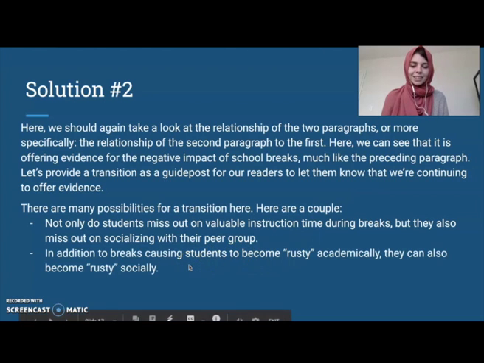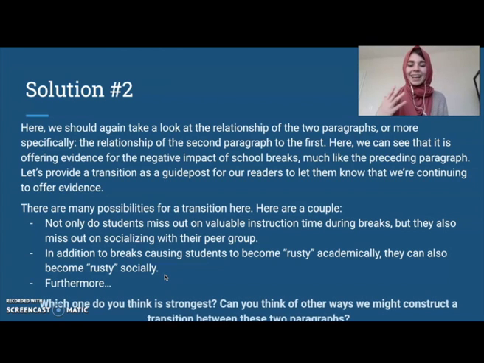You can also see our second example. In addition to breaks causing students to become rusty academically, they can also become rusty socially. So here, in addition, we say rusty academically, rusty socially, tying both of our paragraphs together, okay? And lastly, you can just say something simple, such as furthermore. So again, I want you just to pause and think a little bit. Which one of these transitions do you think is strongest? Can you think of other ways we might construct a transition between these two paragraphs?